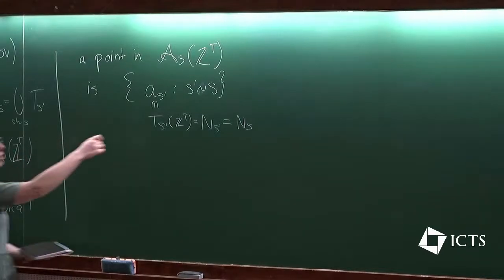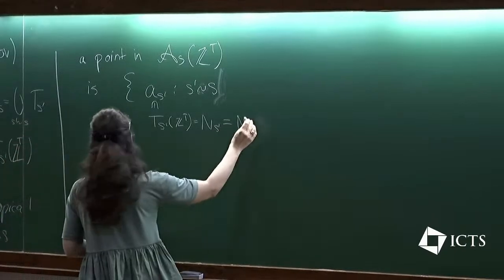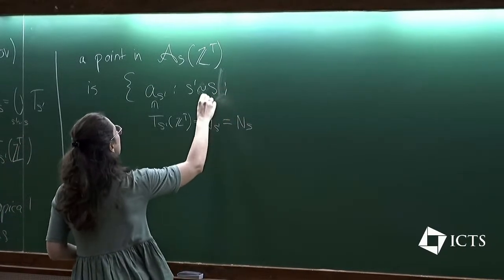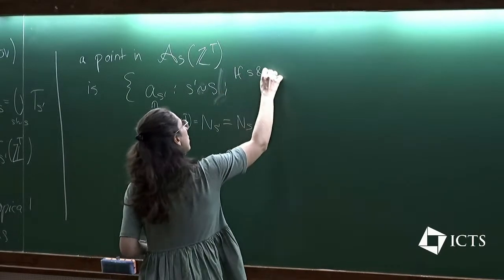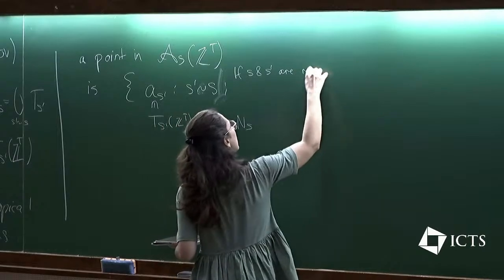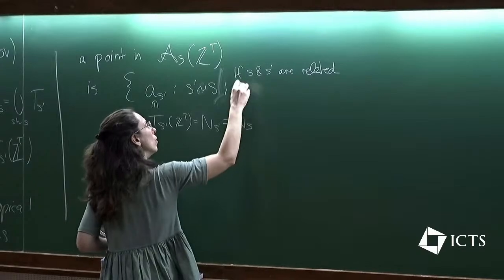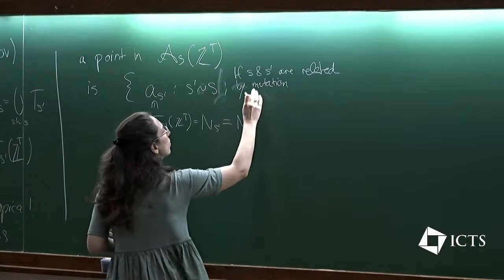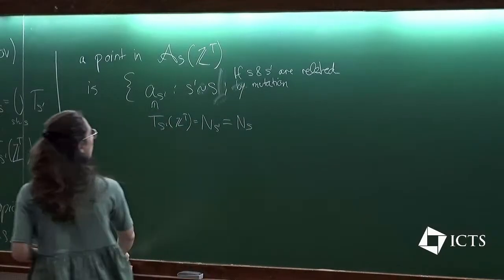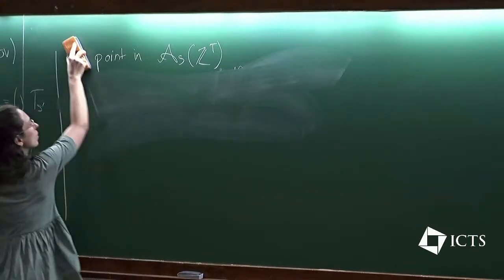And such that, okay, I'm running out of space. Such that if S and S prime are related by mutation. Okay, no, I need more space. I want to do this better. So before saying what a point is, let me just introduce notation.